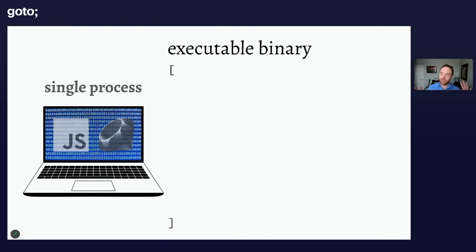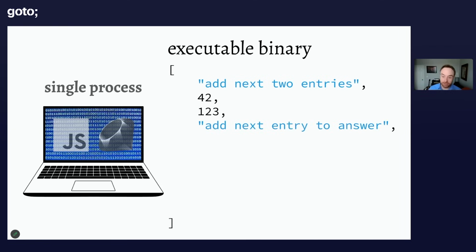Let's pretend that instead of a bunch of ones and zeros, what you actually had on your disk is a JSON array that started off with, let's say, a string that says, "add the next 2 entries," followed by a couple of numbers like 42 and 123. And you can imagine when the computer comes along, it's going to read that instruction and somehow it knows that magical string, "add next 2 entries," means take the next 2 entries in our JSON array and add them together. And then maybe it hits another instruction like "add the next entry to the answer that we've got building up so far." So 42 plus 123, and then we would add another 200 onto that.